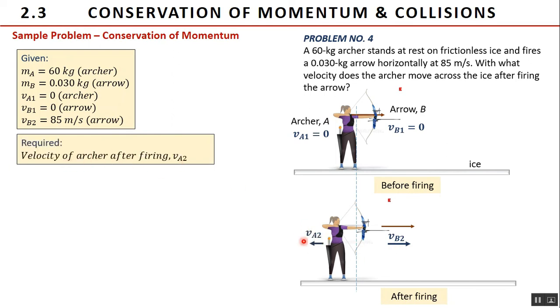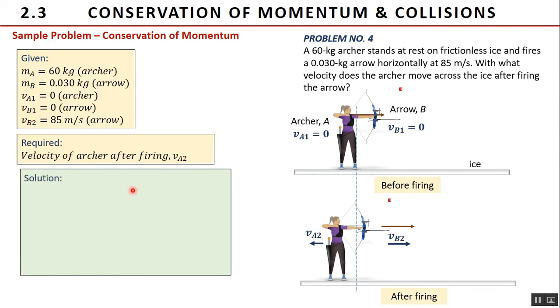So let us solve this. Since the archer is standing on frictionless ice, we can consider this an isolated system, and no other external force acts on the archer and the arrow, except the mutual forces between them during firing. So we can use conservation of momentum. The total momentum of the archer and the arrow before firing is equal to the total momentum of the system after firing.